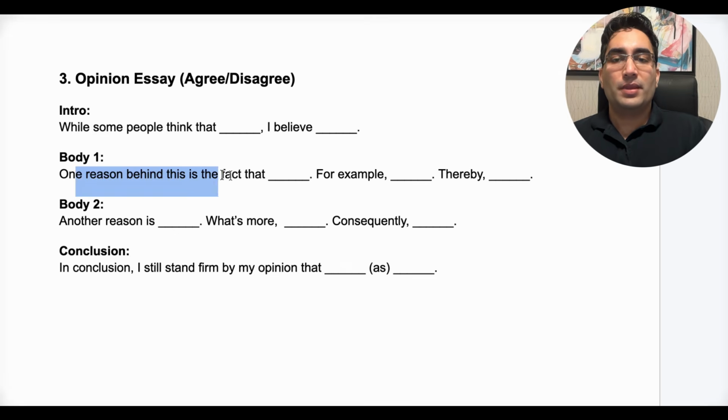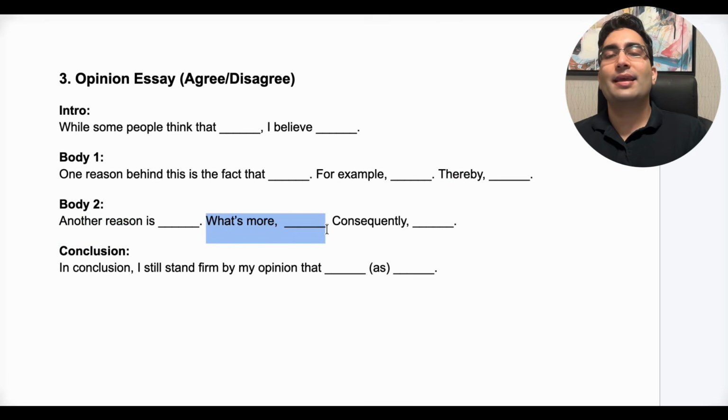One reason behind this is the fact that... and just mention that in the topic sentence, explain it later with for example. Concluding sentence is going to be thereby. Another reason is that's your topic sentence. What's more is going to elaborate that point further. It's an advanced connector. Consequently, it's going to be your concluding sentence.